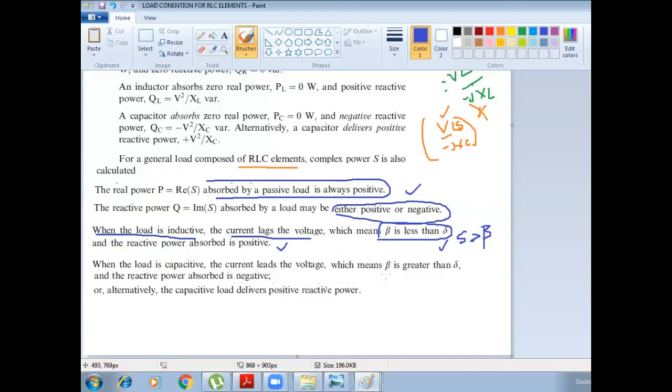Now when beta is greater than delta, or we can say that delta is less than beta, then the load is capacitive and the current leads the voltage. At that condition, the reactive power absorbed is negative, or we can say that the capacitive load delivers the positive reactive power. So this is the case where the circuit consists of RLC elements.